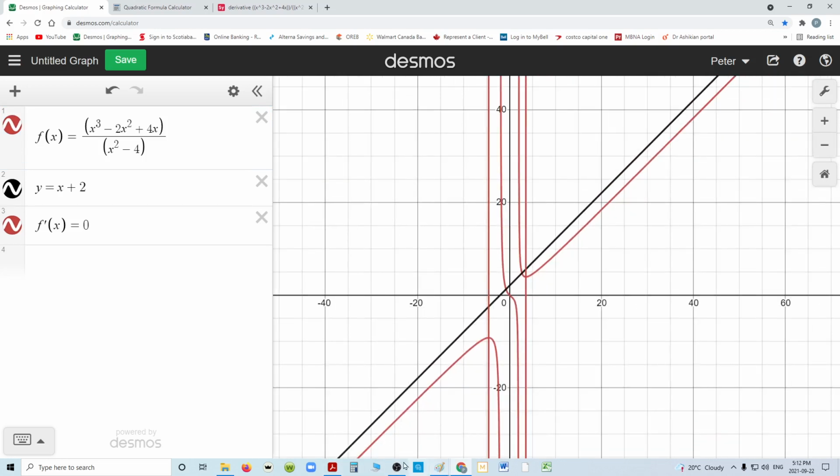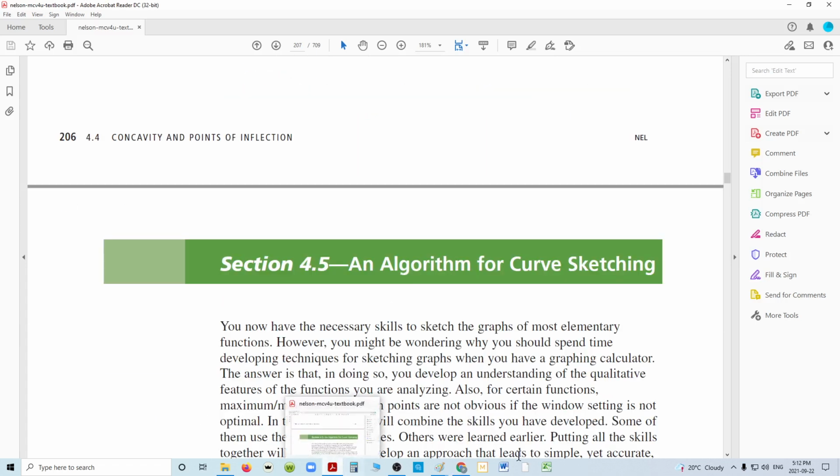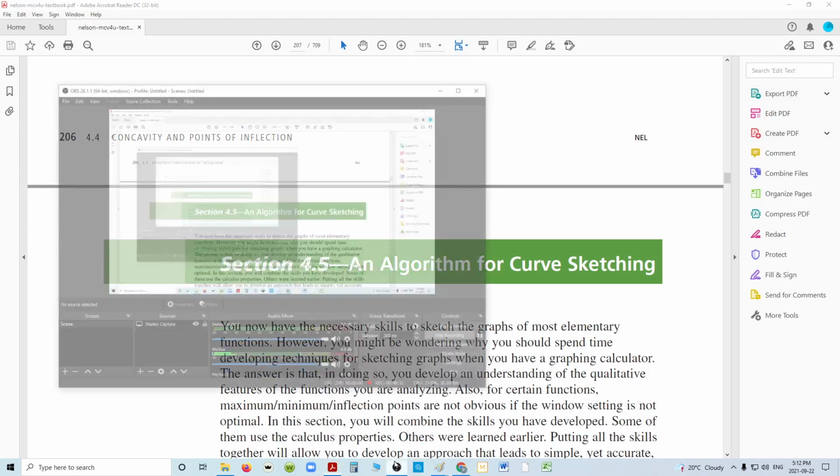All right. Graphing takes a long time. Can be a pain in the butt. Find the inflection points if any exist for this graph. No, I'm not going to bother. So that's it for that. Not really useful. A little bit, not too much.